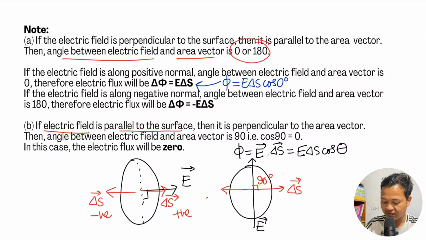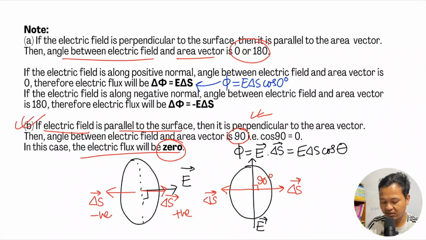You can take any surface, positive side or negative side, but in both of the cases the angle between them is 90 degree. Cos 90 is 0. So now if you want to write the flux here, flux is E delta S cos 90, which is 0, and 0 into anything is 0. So in that case the flux will be 0.